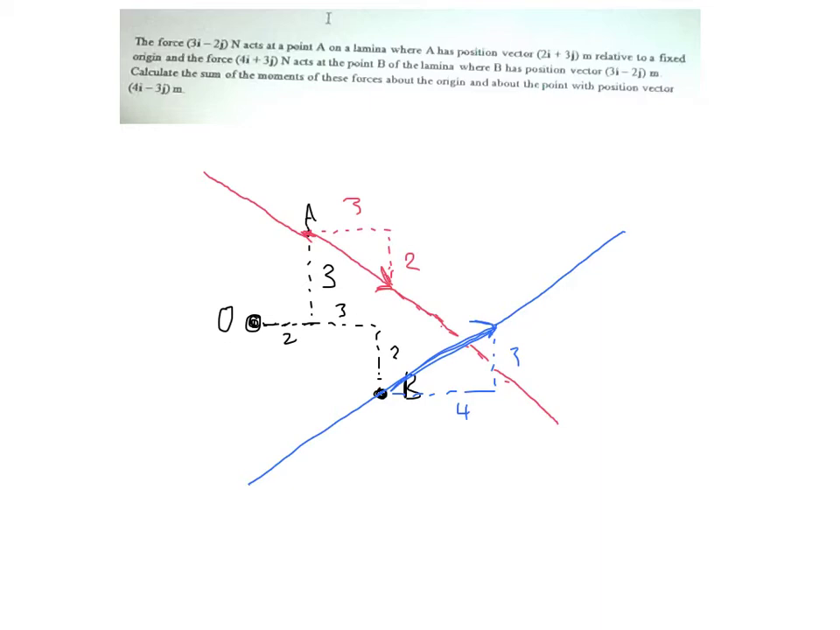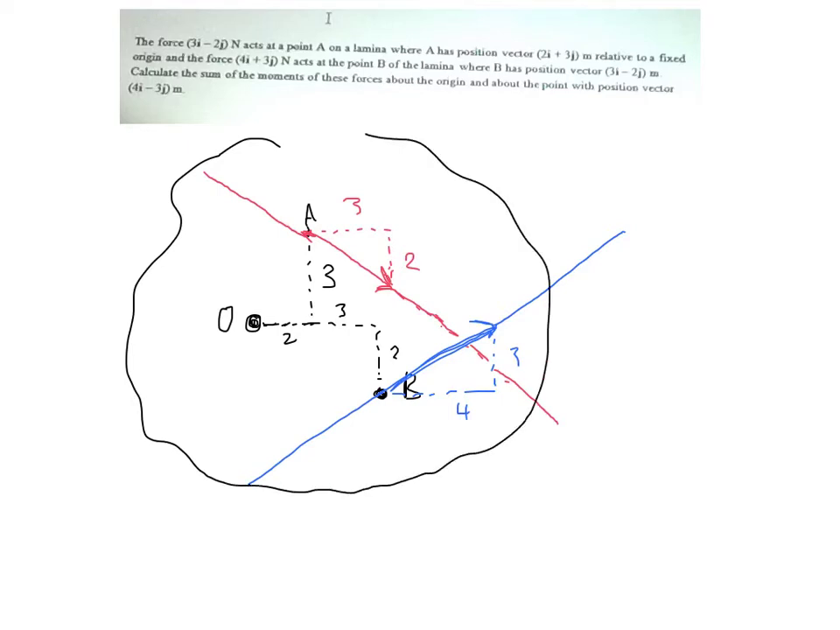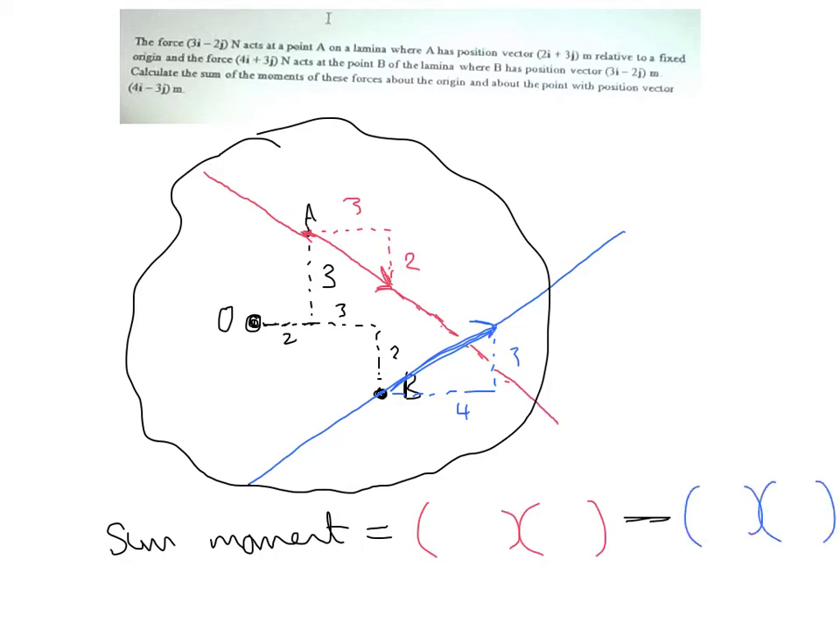So what we need to do, you can see that the red one is going to try to rotate the lamina, or fried egg, however you want to imagine it. Here it is. The red one is going to try to rotate that clockwise and the blue one anti-clockwise. And so the sum of the moments, or the net moment, will equal the red one, and that will be the magnitude times the distance, and that one's going clockwise, and then minus the blue one, and that will be the force times the distance.